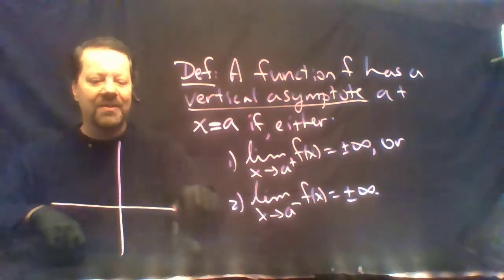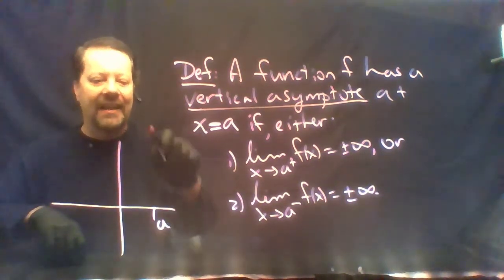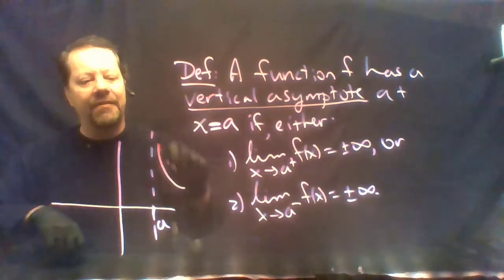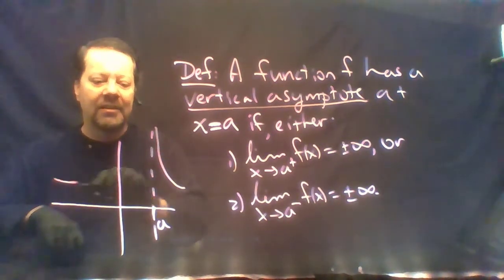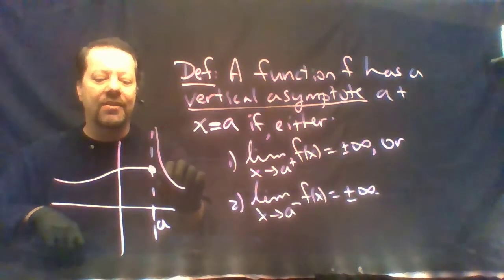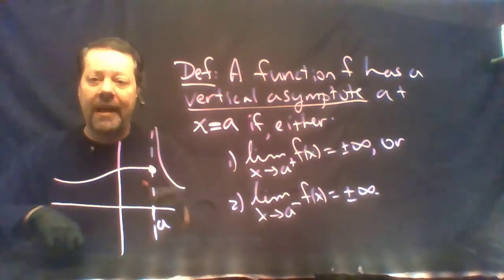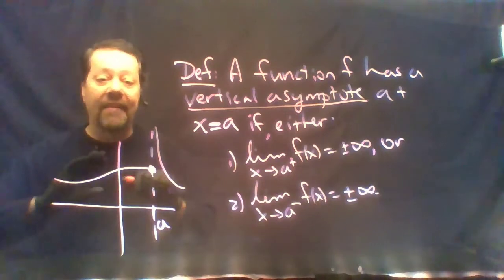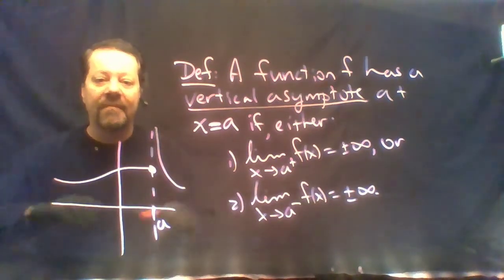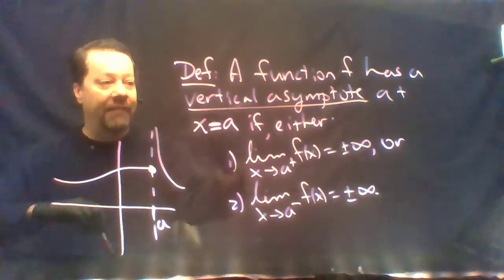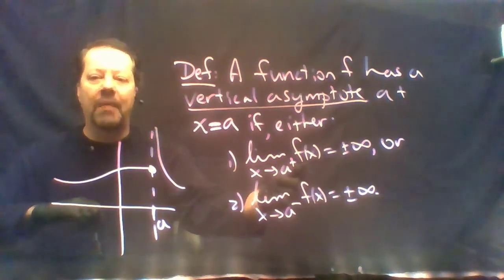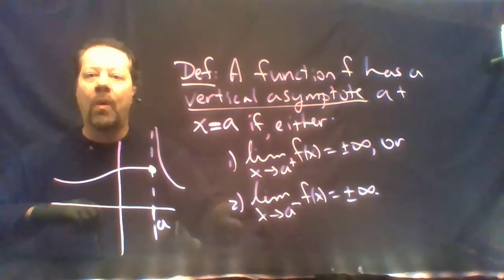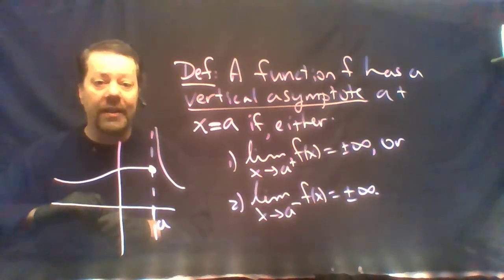In other words, at x equals a, we're allowing the function to blow up to plus or minus infinity on one side, but on the other side the limit can exist, or even the function value at a might be defined, and that's perfectly okay. All we require for having a vertical asymptote at x equals a is that the function blow up on the right or on the left, not necessarily both.